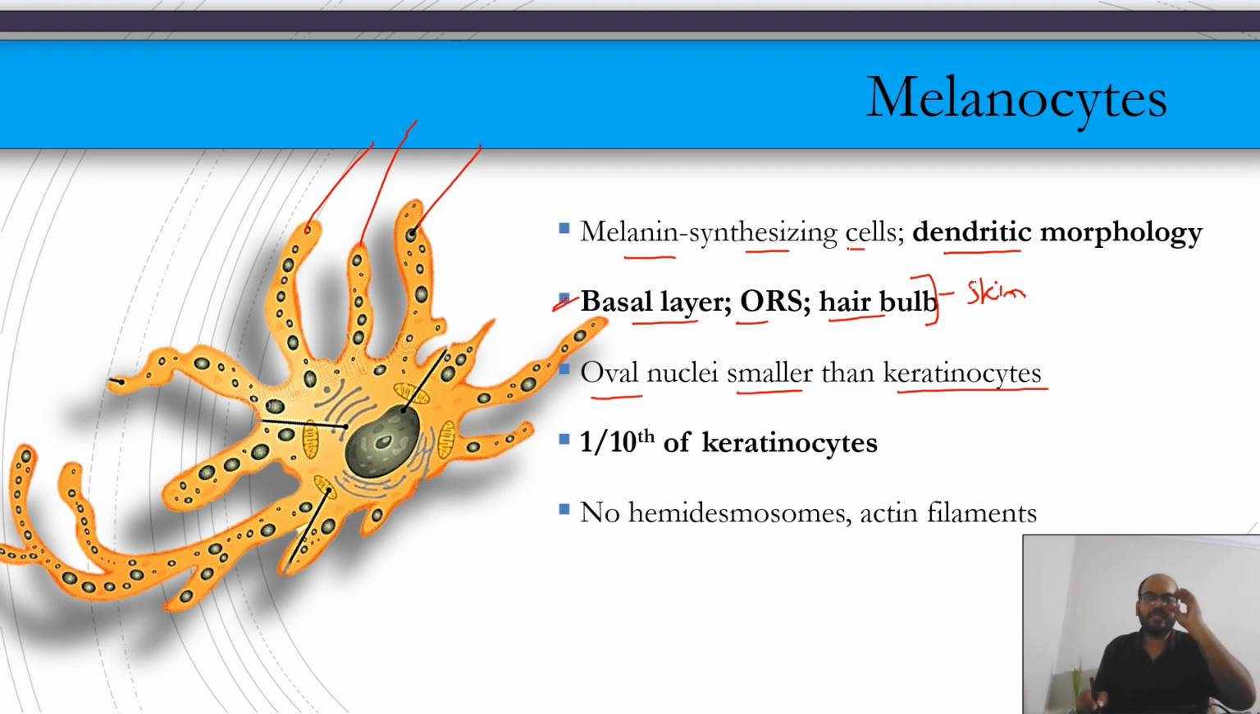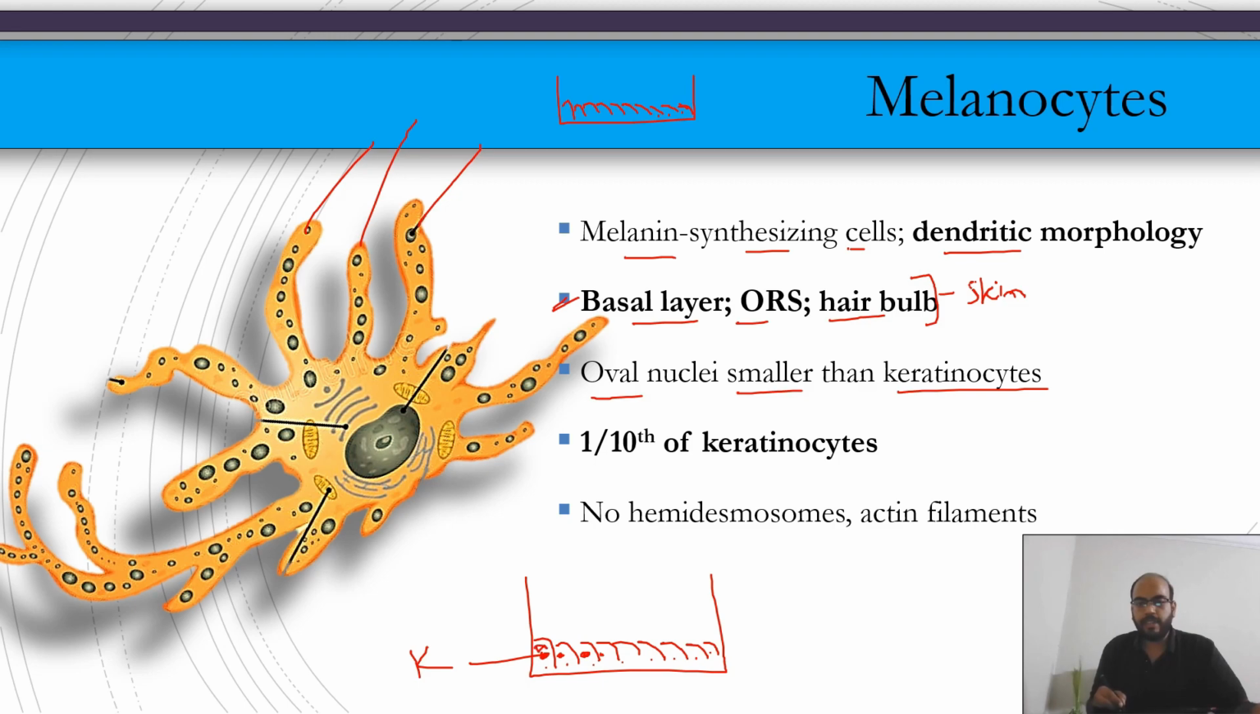If you're looking at cells in an H&E section, let me draw it here so it will be easily visible. Okay, so these are, let's say, basal columnar cells, and you will see melanin deposition inside the basal keratinocytes. Remember, these are not melanocytes, these are keratinocytes. And you will see an umbrella of melanin on top of the nucleus.